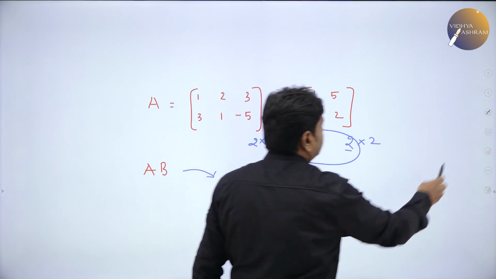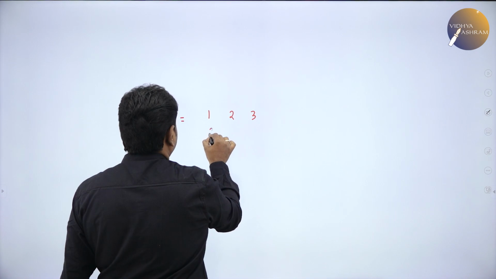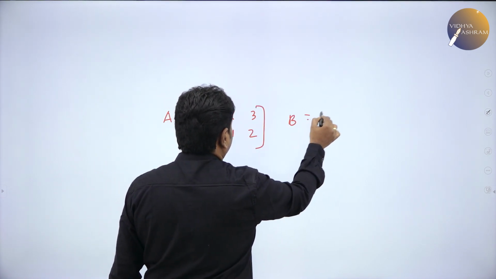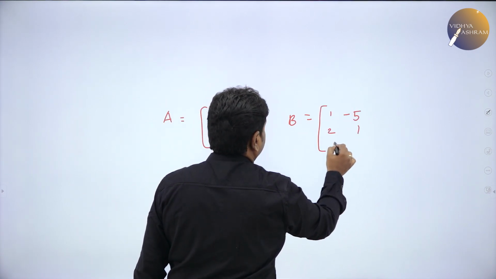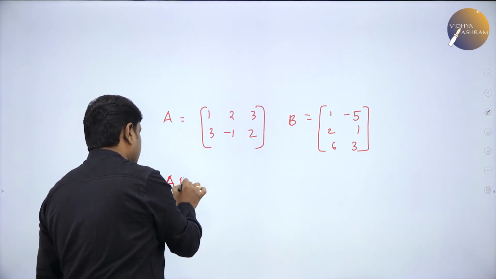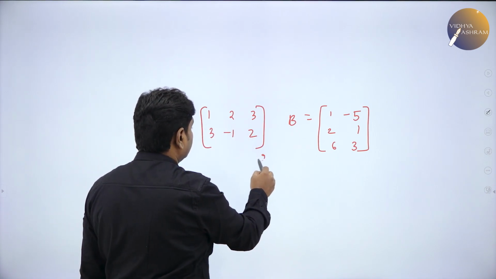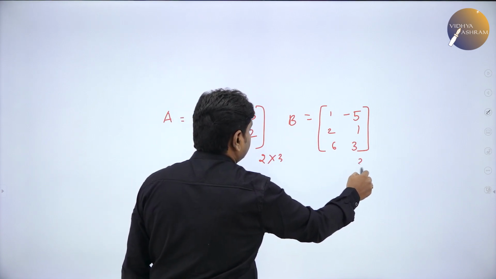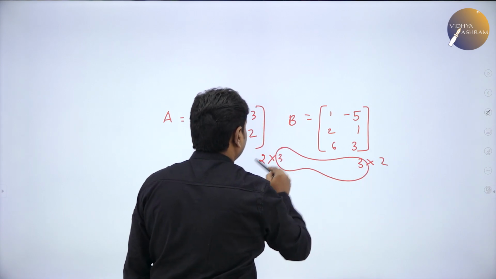Answer is done. Then A is equal to 1 2 3, 3 minus 1 2. They have given one matrix, and one more matrix they'll give: 1 minus 5 2 1 6 3. If they ask you to find AB, is it possible? How many rows are there? 2 rows. How many columns? 3 columns. How many rows are there? 3 rows. How many columns? 2 columns. So these two are the same, therefore you can multiply.